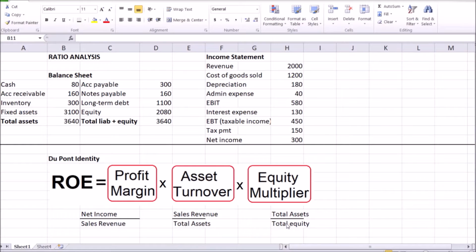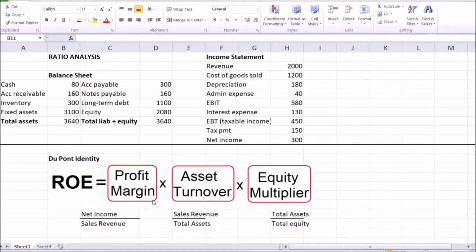and equity multiplier is the ratio of total assets to total equity. Now, in the multiplication of all of these 3 ratios, you will notice that the sales revenue in the denominator of profit margin cancels out with the sales revenue in the numerator of asset turnover. And total assets in the denominator of asset turnover cancels out with the total assets in the numerator of equity multiplier, leaving us with a simple ratio of net income over total equity, which of course is return on equity.